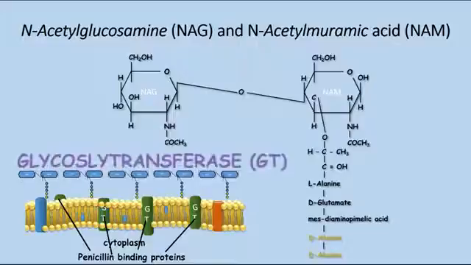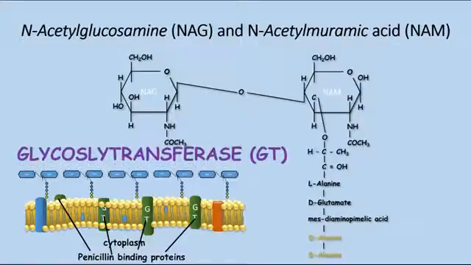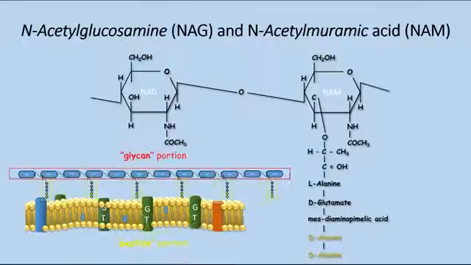The first function is that of glycosyl transferase, or GT. What happens is when the NAG and NAM disaccharides are exported outside the cell, the penicillin binding proteins will extend to these disaccharides and covalently link them together. The result is a backbone of NAG and NAMs, which is the glycan portion, with the amino acid sequences, which is known as the peptide portion. So therefore, this is a strand of peptidoglycan.